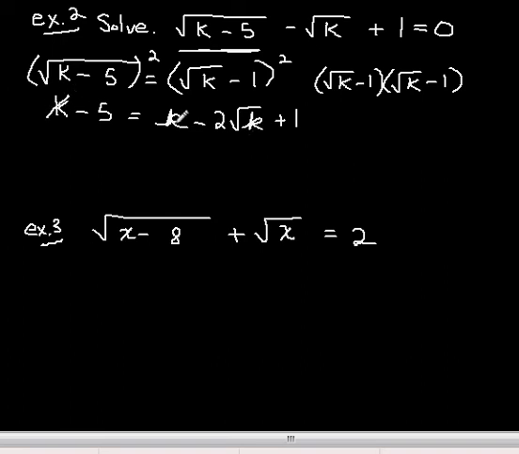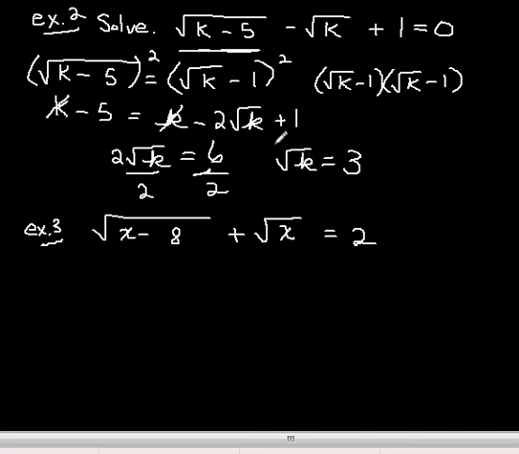The k's cross out. And now we're going to isolate this radical. So we're going to get 2 square root of k equals 6. So I just made them positive. So I added 2 square root of k to both sides, and I added 5 to both sides. And now I'm going to divide by 2. And I get the square root of k equals 3. Then the final step is we have to square both sides to get the k by itself. So we're going to square both sides, and we get k equals 9.